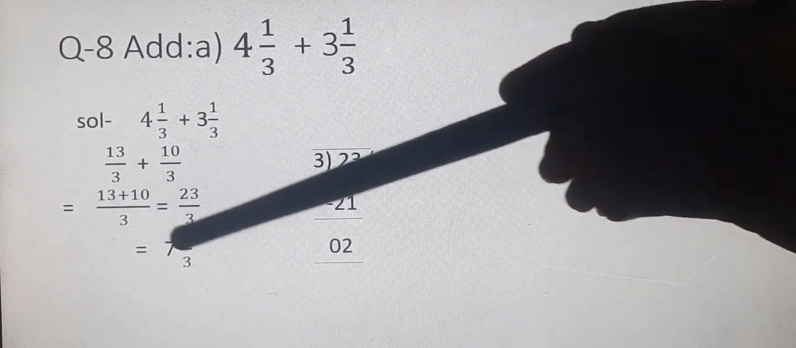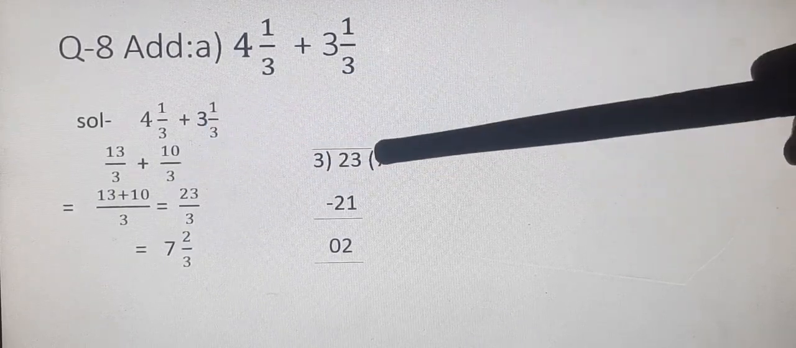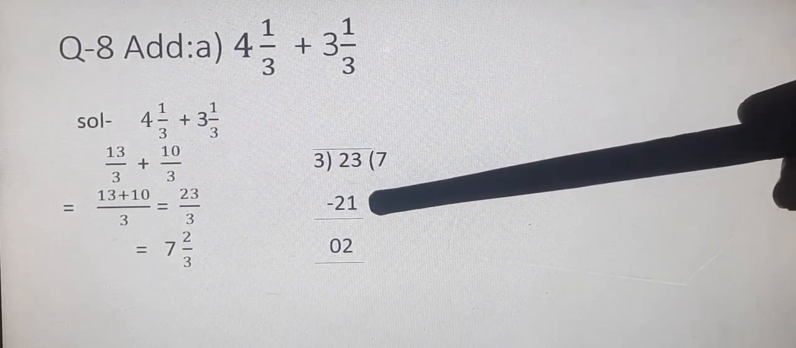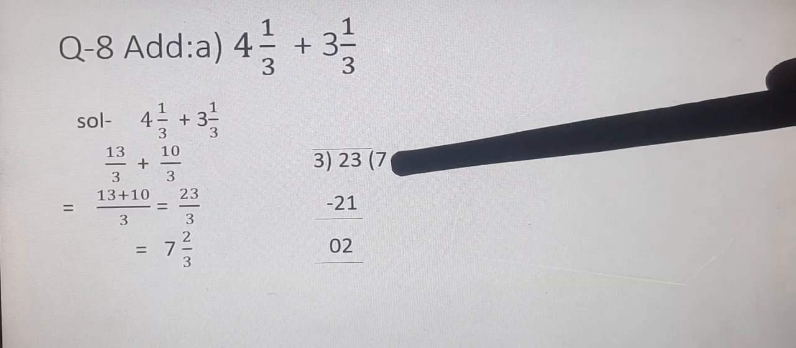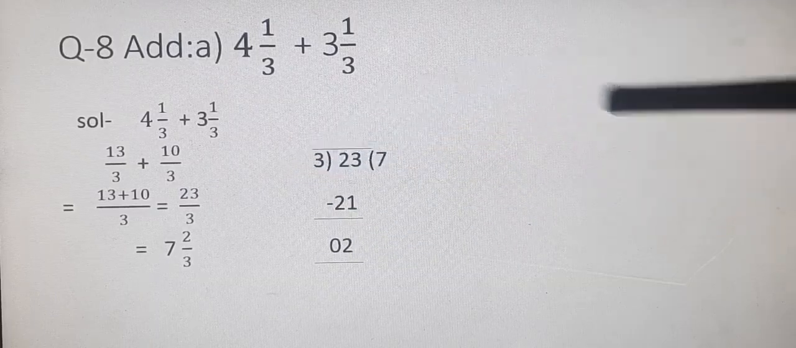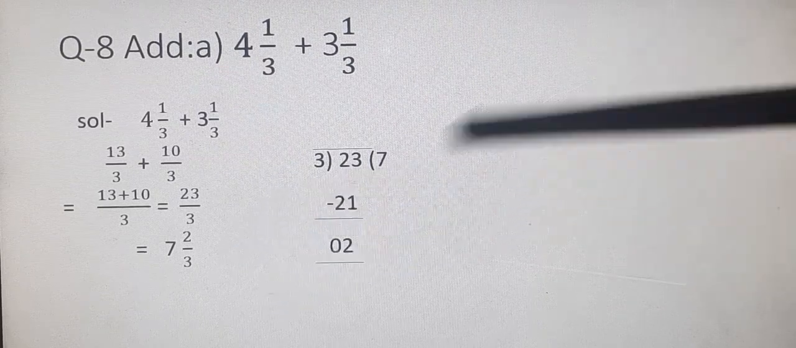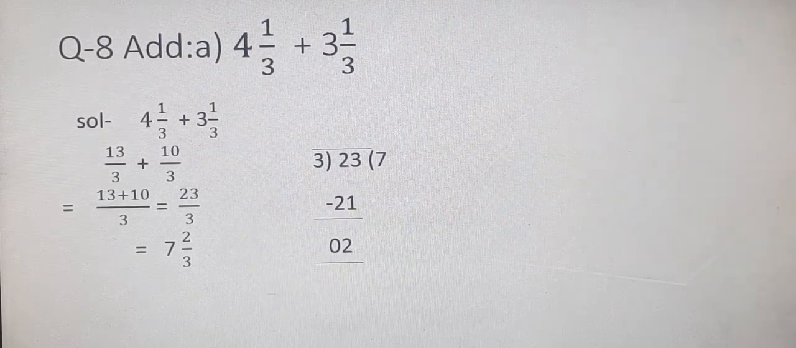23 upon 3 is improper fraction. So we will divide 23 by 3. 3 7s are 21. 3 minus 1, 2. So mixed fraction will become 7 whole 2 upon 3. Q whole R upon D. Got it?